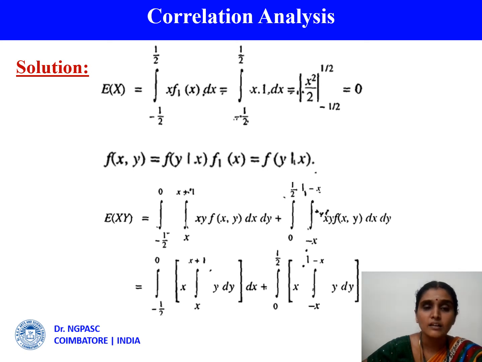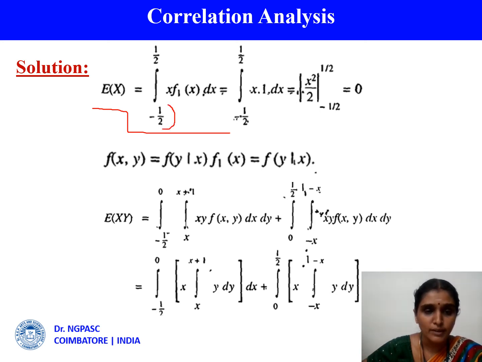When x is a discrete random variable, the formula for calculating expectation of x is equal to summation x into p of x. When x is a continuous random variable, then the formula is integral x into f of x into dx. Here both x and y are continuous random variables, so we are applying the formula which involves integration. So here expectation of x is equal to integration x into f1 of x into dx.